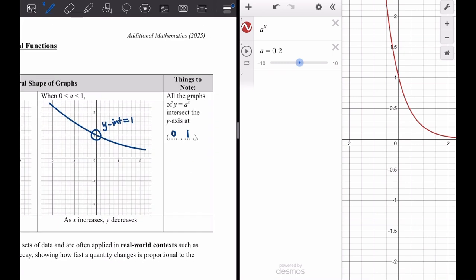So the same conclusion we can make for both graphs is that for graphs of y equals a to the power x, they always intersect the y-axis at x equals 0, y equals 1.